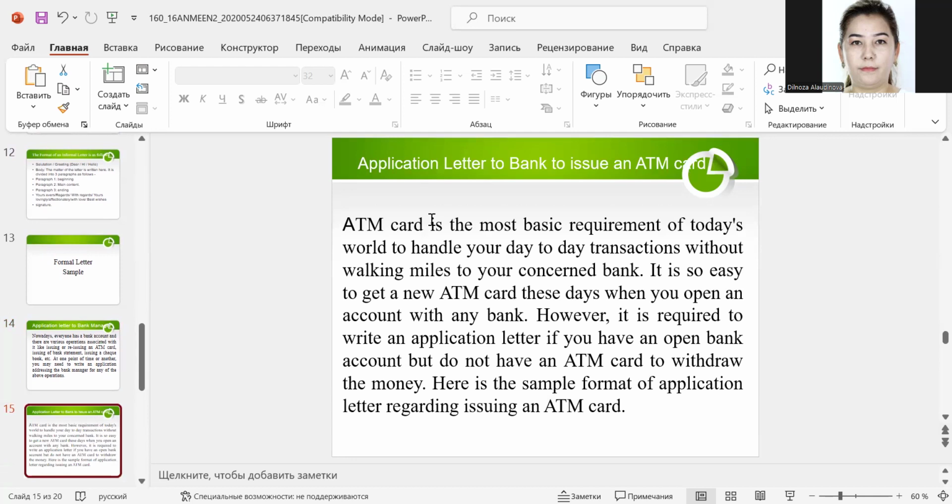Application letter to a bank to issue an ATM card. An ATM card is the most basic requirement of today's world to handle your day-to-day transactions without walking miles to your concerned bank. It's so easy to get a new ATM card these days when you open an account with any bank. However, it's required to write an application letter if you have an open bank account but don't have an ATM card to withdraw the money. Here is a sample format of an application letter regarding issuing an ATM card.